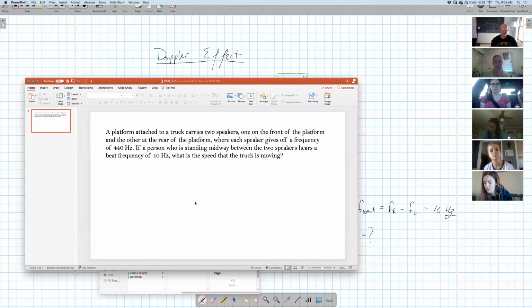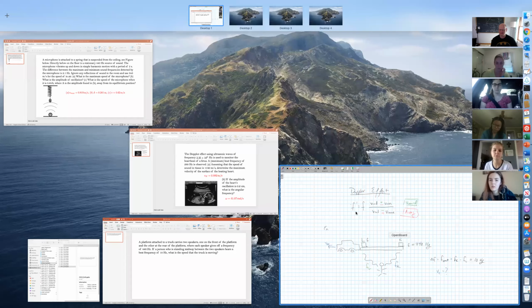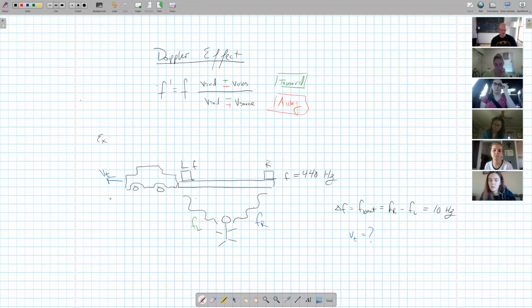So we have a platform attached to a truck which carries 2 speakers, one in the front of the platform and the other in the rear of the platform, where the speakers give off a frequency of 440 hertz. And then it says, if a person who is standing midway between the 2 speakers hears a beat frequency of 10 hertz, what is the speed of the truck? Okay. So this is the scenario I have drawn down here. So here's my truck, has a platform attached to it. So here is my speaker on the left, which has a frequency of 440. The speaker on the right, which also has a frequency of 440.